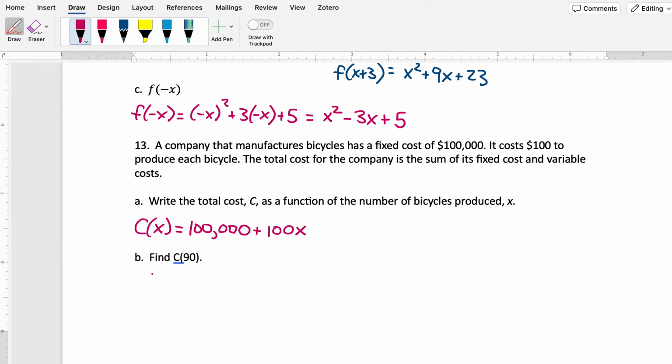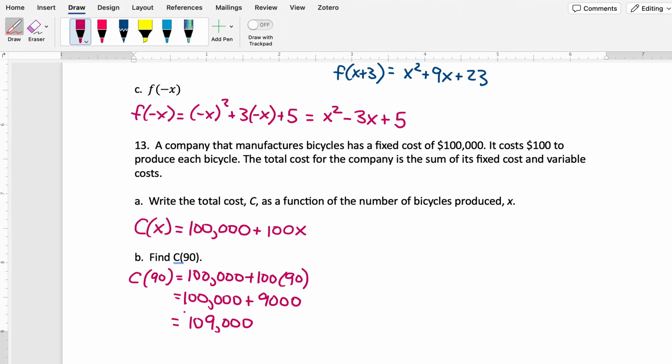So now we want to find C of 90. So that means that we are plugging 90 in for x. So 100,000 plus 100 times 90. And when you multiply 100 times 90, you get 9,000. So my cost is $109,000.